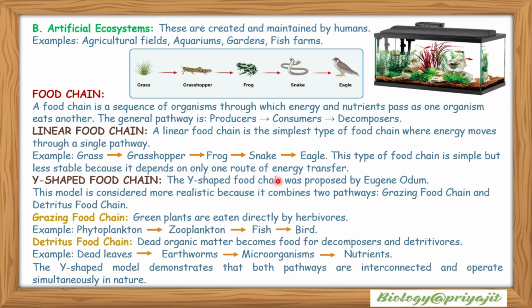Y-shaped food chain. The Y-shaped food chain was also proposed by Eugene P. Odum. This model is considered more realistic because it combines two pathways, grazing food chain and detritus food chain. Grazing food chain, green plants are eaten directly by herbivores. Example: phytoplankton, then zooplankton, then fish and bird. Detritus food chain, dead organic matter becomes food for decomposers and detritivores. Example: dead leaves, then earthworms, then microorganisms and nutrients. The Y-shaped model demonstrates that both pathways are interconnected and operate simultaneously in nature.